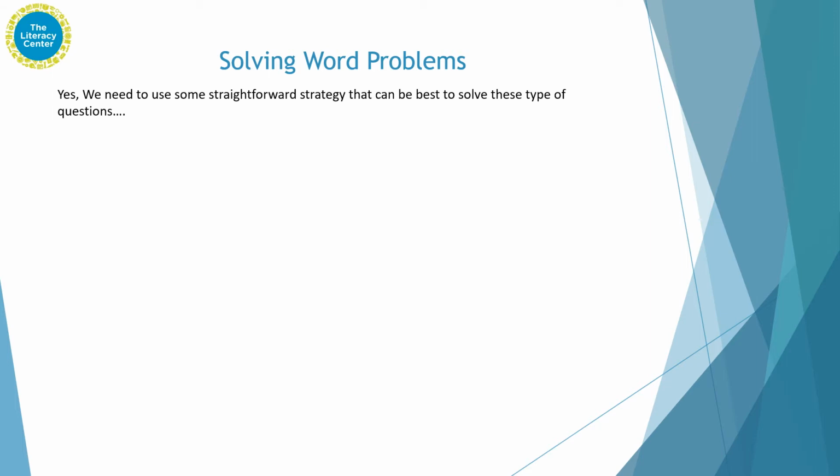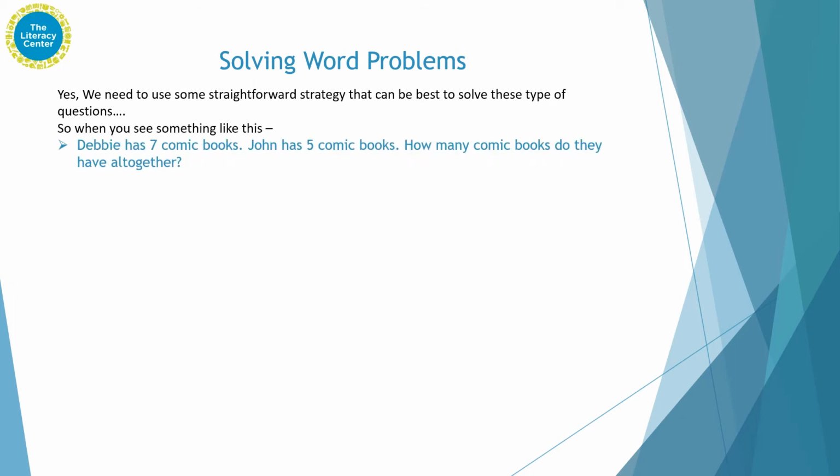After seeing these examples, you may have figured out by now that we need to use some straightforward strategies that can be best to solve these types of questions. So when you see problems like this, Debbie has 7 comic books, John has 5 comic books, how many comic books do they have all together? To solve these questions, we can make an attack plan. And what would this plan be?